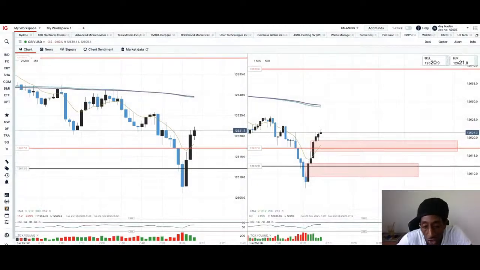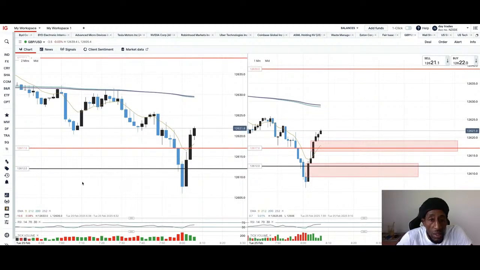So we'll see if we get an entry. Waiting for some type of retracement. It might not come. When you get these wide ranging bars, the market just wants to go. But we might get this in. Let's see.